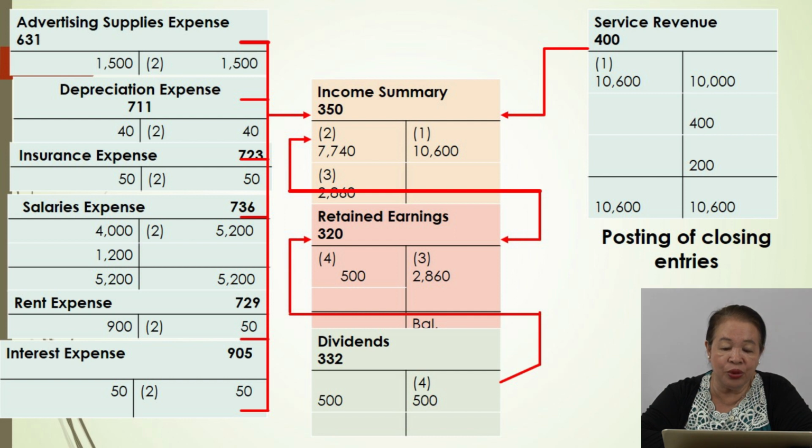Since we have the balance of 2,860, mapunta naman yan ngayon sa retained earnings, no? Since credit balance ang retained earnings, so yung 2,860 mapunta siya sa credit side na retained earnings. Ngayon, ito namang dividend na 500, since deduction siya sa retained earnings, nag-debit ka ngayon ng 500 for the dividends. No? So, for the dividend account, nag-credit ka ng 500 to close. No? So, yung dividend mo is 500. So, kinlose mo siya ng 500, credit ka.